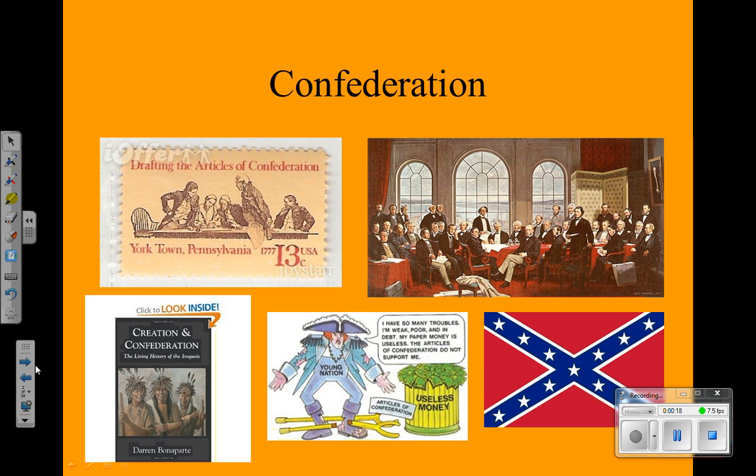First vocabulary term for the early government unit is confederation. We have a variety of different pictures here. The three that we are focusing most heavily on are the first government of the United States, the Iroquois Confederation, and look at that, the Confederate States of America. Might not make any sense to you right now, but it will in a couple slides.